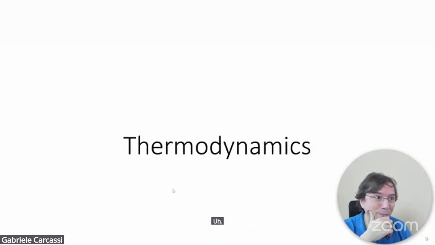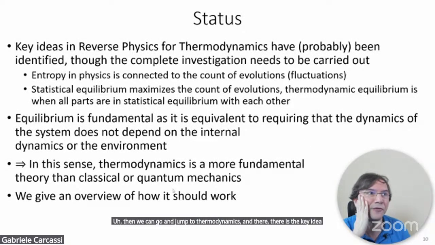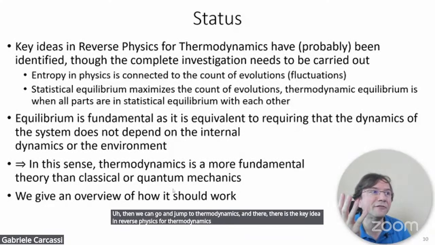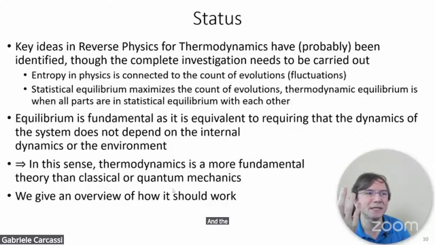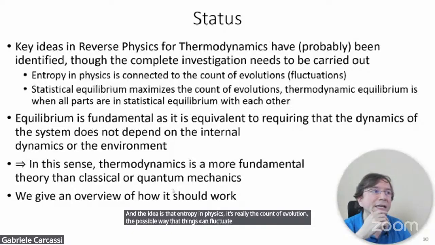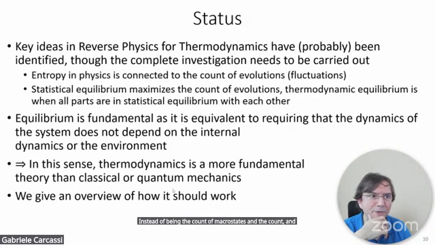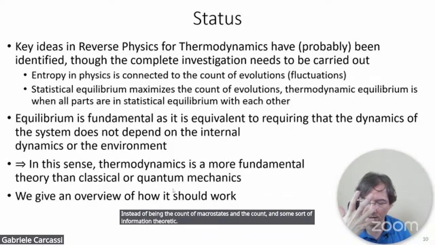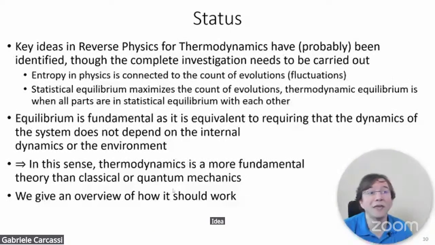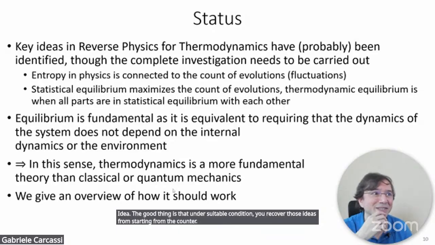Then we can jump to thermodynamics, and there is the key idea in reverse physics for thermodynamics. Probably we haven't identified them all, and we go through them quickly. And the idea is that entropy in physics is really the count of evolutions, the possible ways that things can fluctuate, instead of being the count of macrostates or some sort of information-theoretic idea. The good thing is that under suitable conditions, you recover those ideas starting from the count of evolutions. So things make sense.